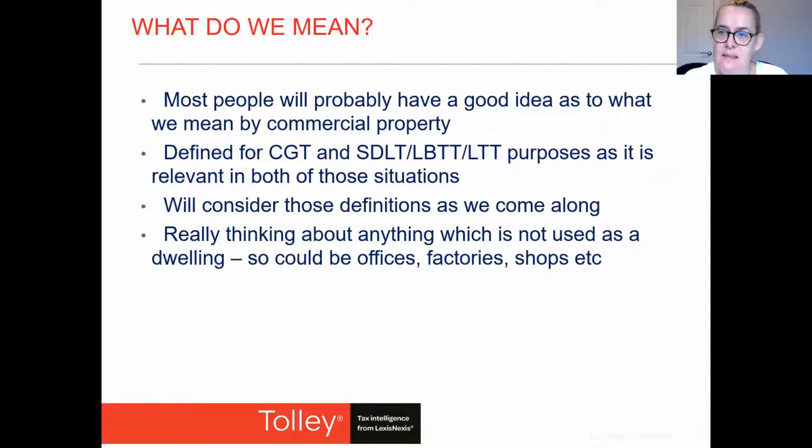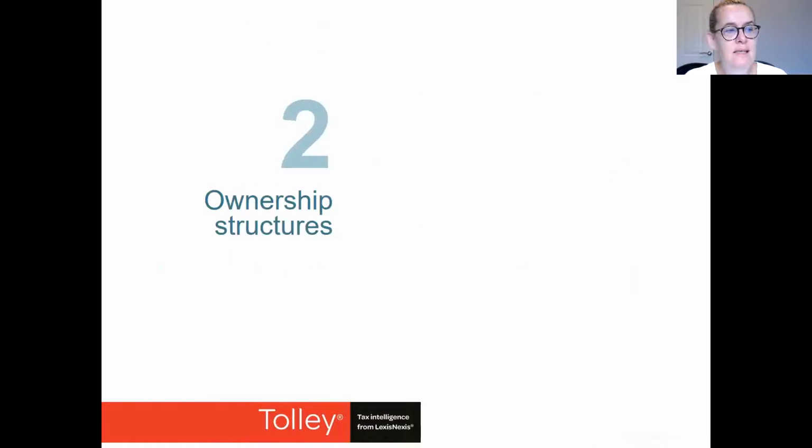We have leases, lease premiums, termination of leases, getting rid of onerous leases. All of those kind of things are the sort of things that we come across when we are talking about commercial property, which are completely irrelevant from the perspective of residential property. So yeah, there's definitely some overlap, but this is definitely not just a property tax update. We are really going to focus on some of those things that we need to think about in relation to commercial property. Okay, right. So let's start off by thinking about ownership structures.